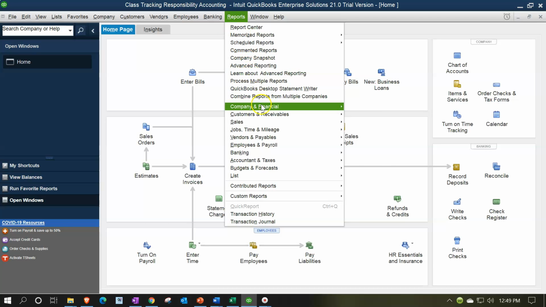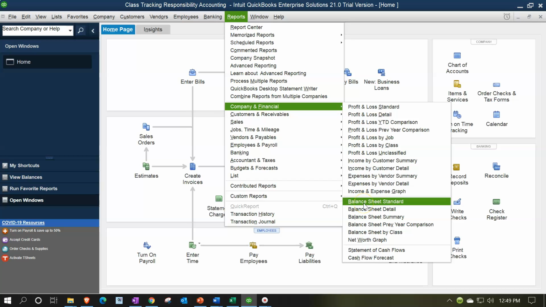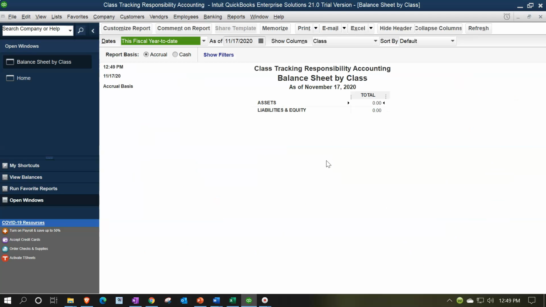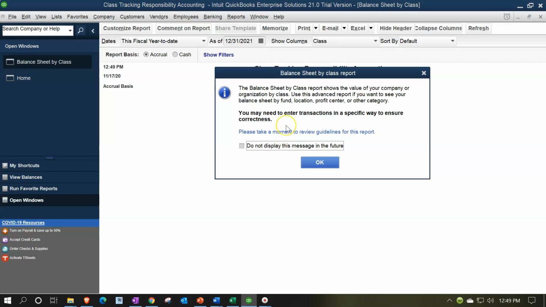I'm going to go to the Reports dropdown, Company and Financial, and we'll go on down to the Balance Sheet by Class. Balance sheet by class is only there if you're in QuickBooks Enterprise. They gave us a little warning. They're saying, hey, you might need an adjustment from time to time, 12/31/21, to adjust out the classes. So the balance sheet by class report shows the value of your company or organization by class.